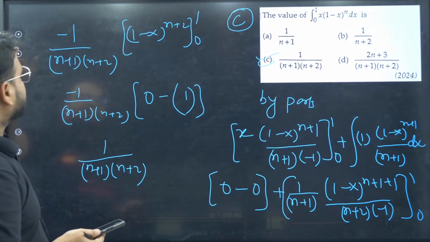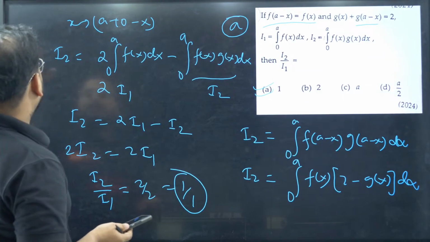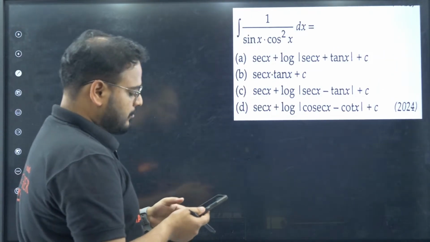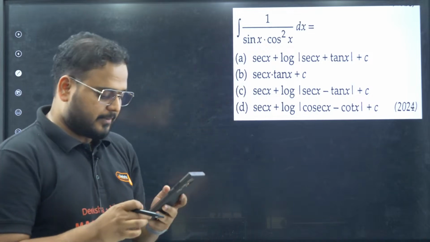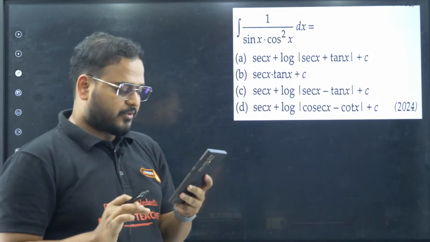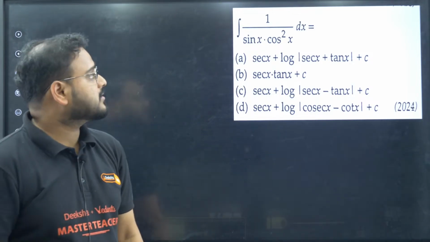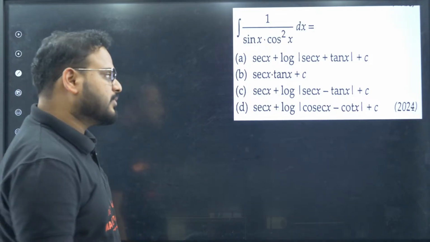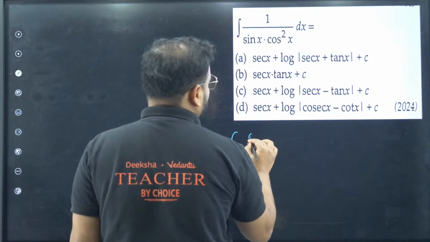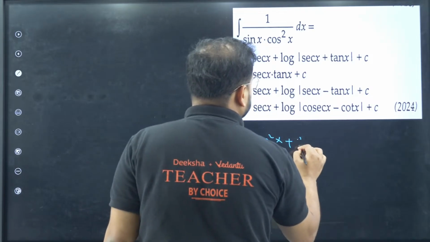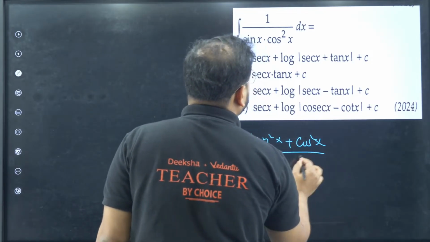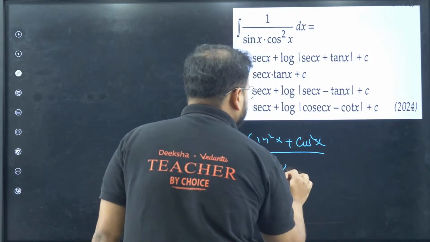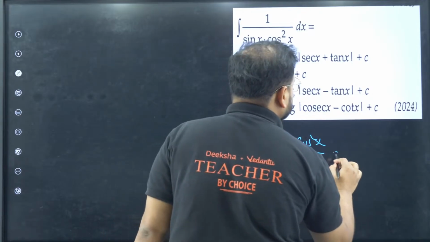Moving on. This is clear. Okay, next one. Please solve this question, everyone. What's the answer? 1 upon sin x cos square x. So simply put 1 as what? Sin square x plus cos square x, divided by sin x cos square x, dx.